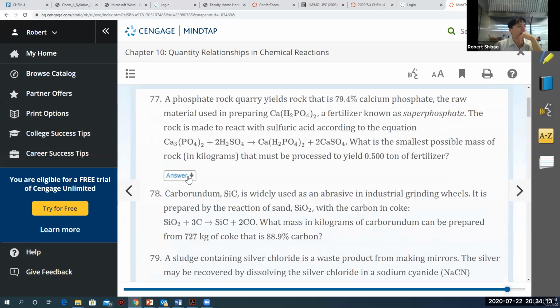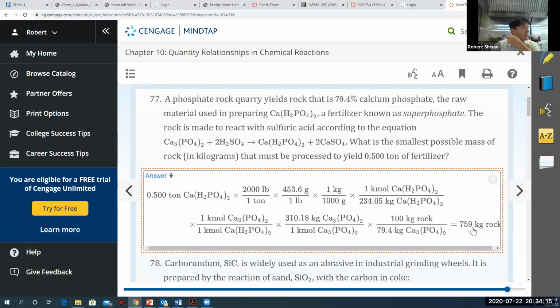What did they get? No, it's not necessarily that you got something wrong. A 757 versus 759 is very close. Usually that's a result of some round off. So this one is exact. They're exactly 2,000 pounds in 1 ton.